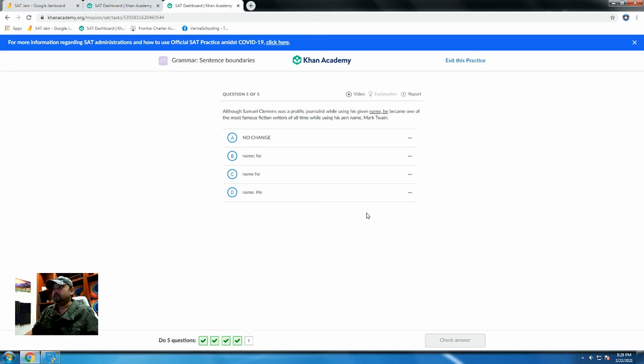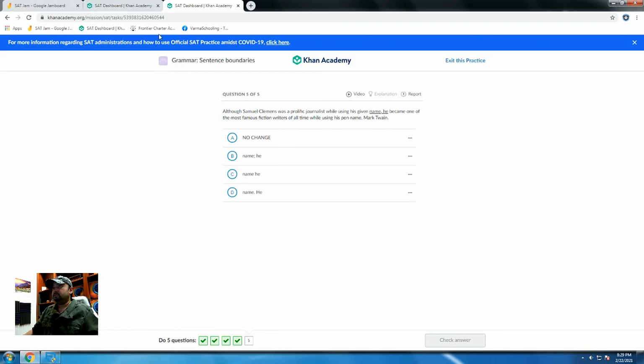Although Samuel Clemens was a prolific journalist while using his given name. Although Samuel Clemens was a prolific journalist while using his given name, he became one of the most famous fiction writers of all time, using his pen name Mark Twain. This might actually be correct here. Yeah, this might actually just be correct because this is a fragment separated by a comma and then a finisher. He became, although blah, blah, blah, dependent clause, finishing clause.